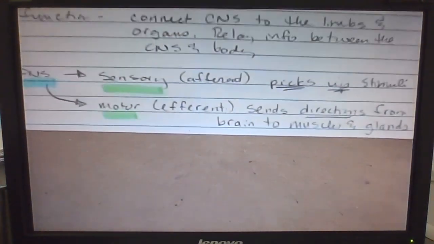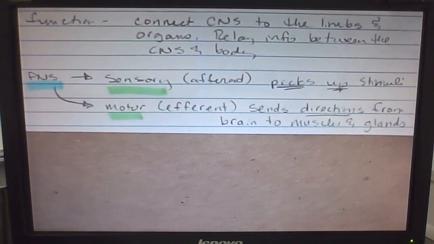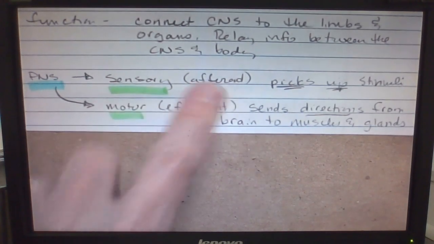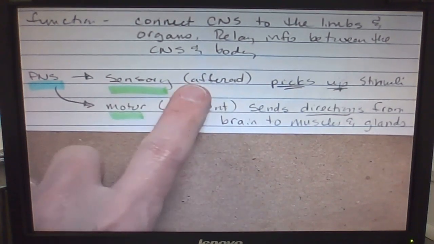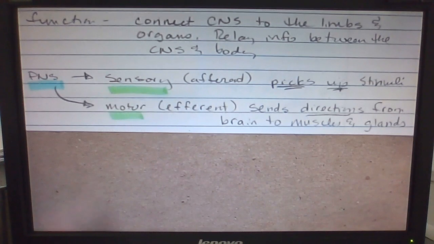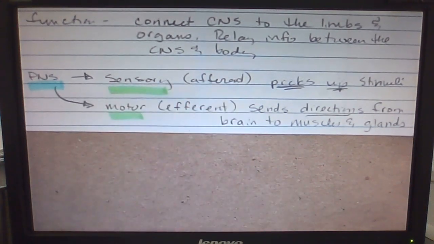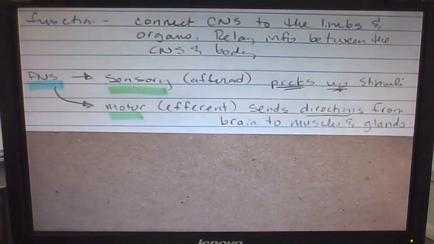The peripheral nervous system can be further divided into the sensory division and the motor division. Sensory, afferent; motor, efferent. That's an A, that's an E. The sensory portion, the afferent system, picks up stimuli from the environment. But that's all it can do. All it can do is pick up information and send it to the central nervous system.